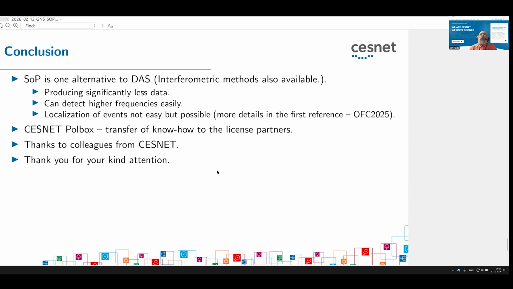Localization of events is not easy, but possible. There is a great reference to OFC, and again, it is just this basic principle. Perhaps you remember from elementary school these math tasks: train A departing from location B, and in the opposite direction train C departing from D, and you just calculate when and where they will pass. So it is possible. They did some with a customized FPGA. For the Cesnet pole box, it's a prototype, as I said. And now it's just transfer of know-how to licensed partners. So it is our hope you can buy it.